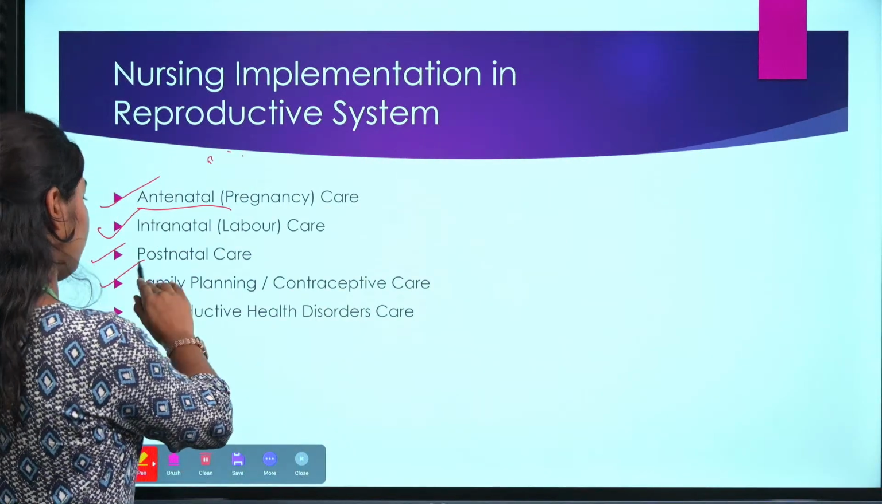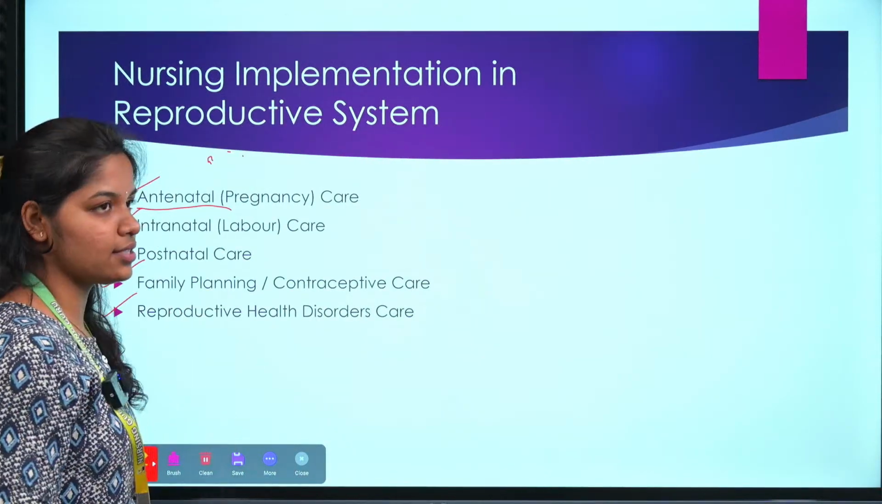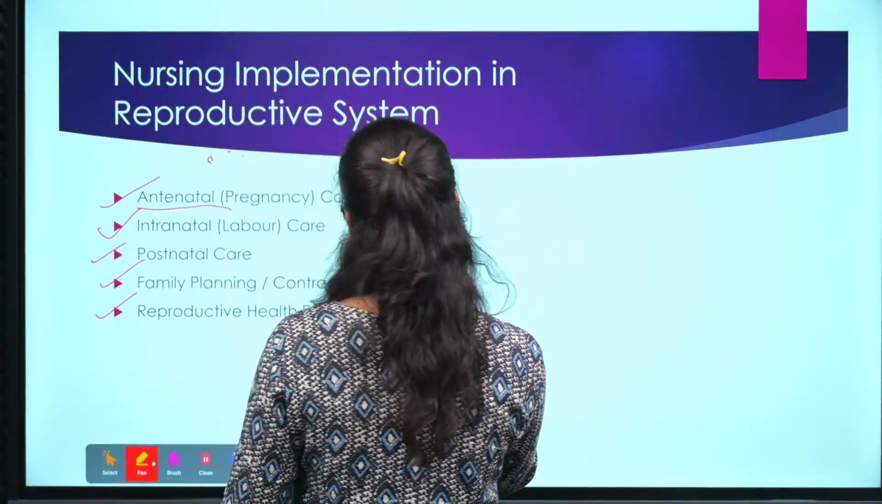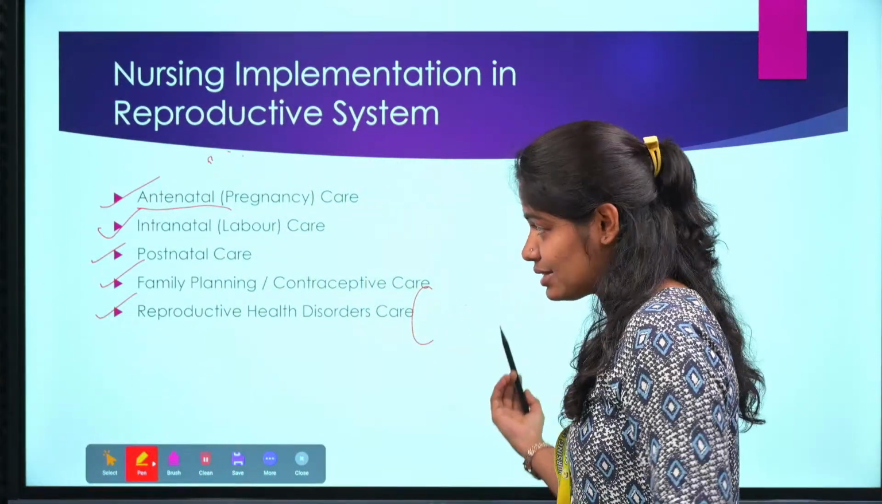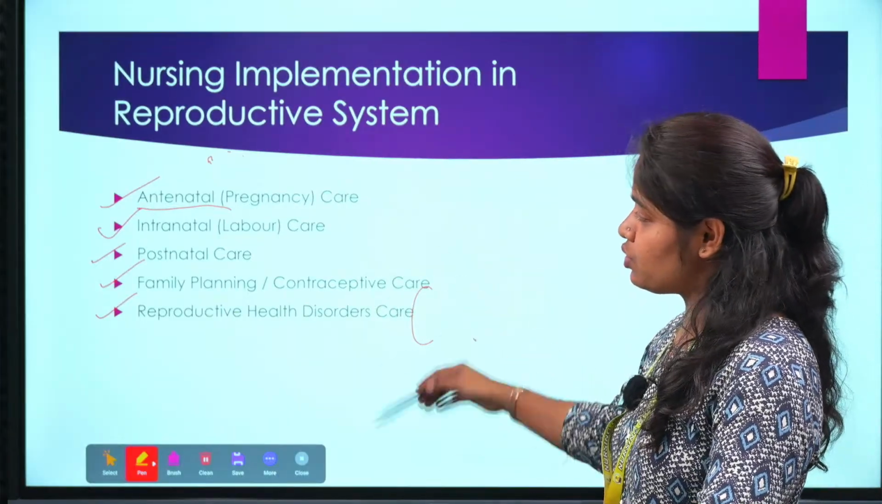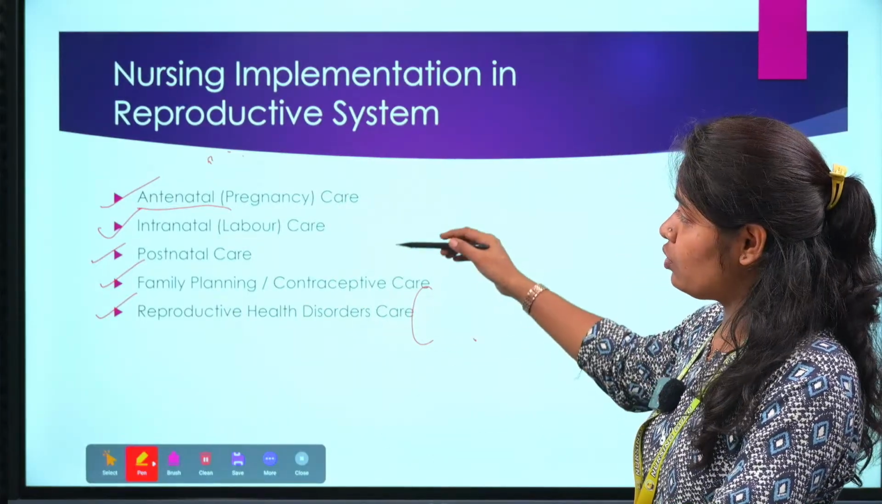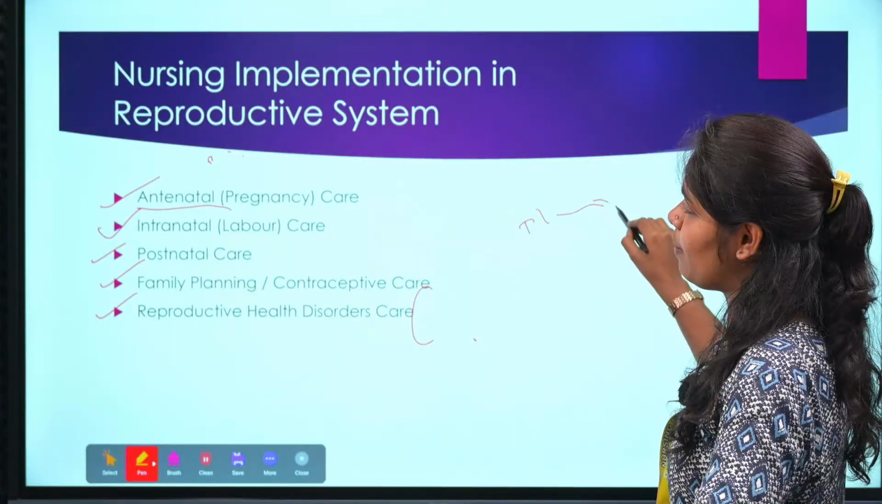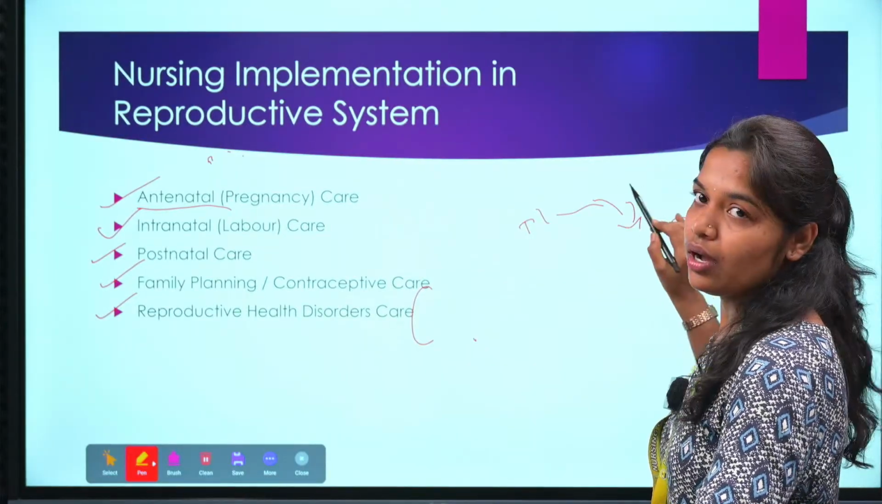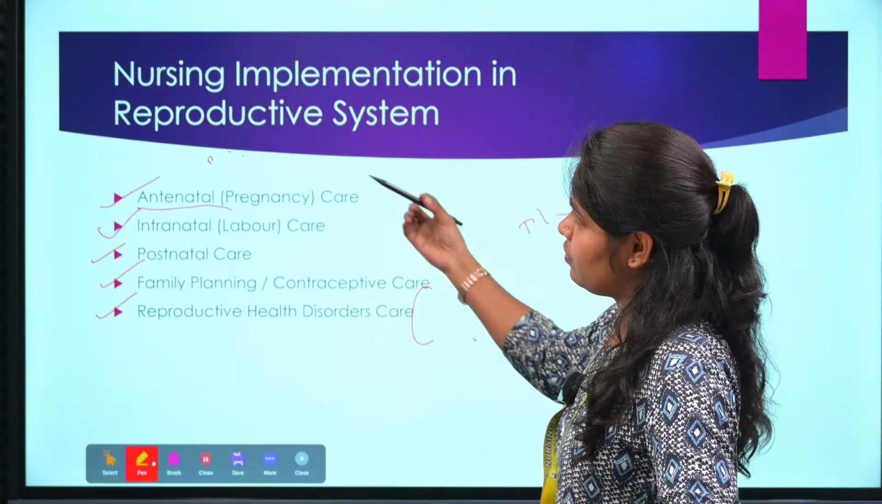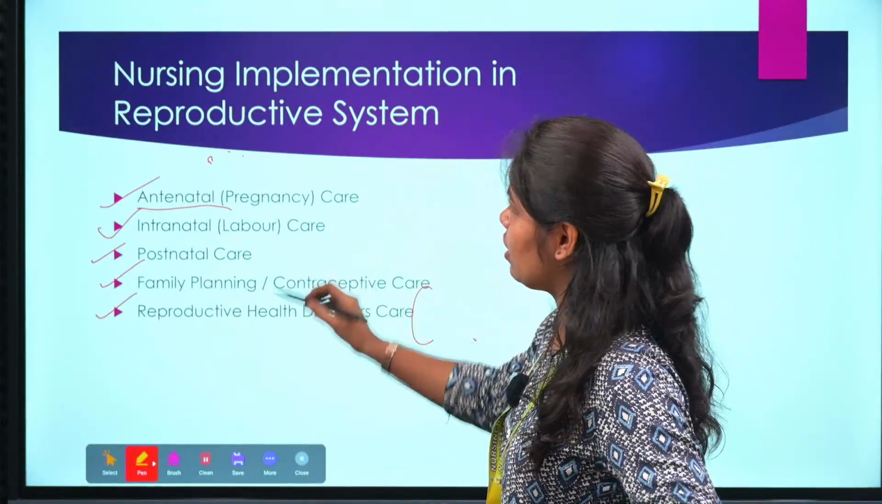Then family planning and reproductive health disorders. For the reproductive health disorders, to control or prevent them, we plan the intervention and apply it on the person, either male or female. This we call nursing implementation in the reproductive system.